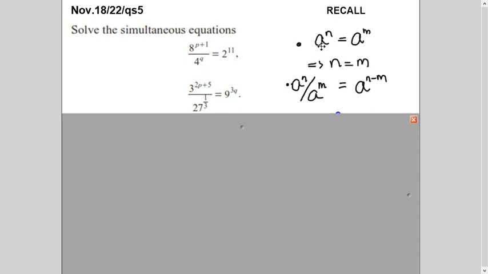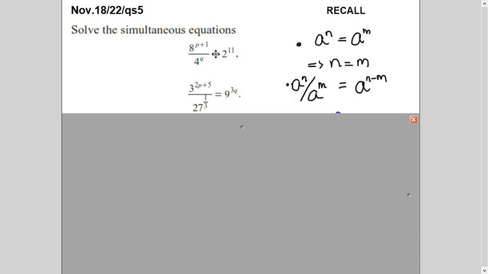When you have, for example, a power n equals a power m, the base is the same, so it implies the powers are equal to each other. Remember this rule. And the second rule is, if an index number is divided by another index number, then the powers will be subtracted. So let's see.